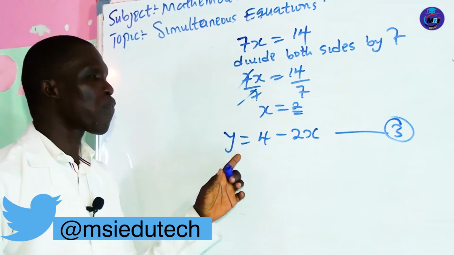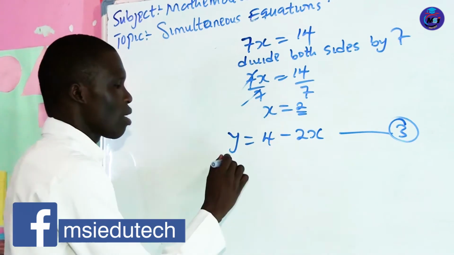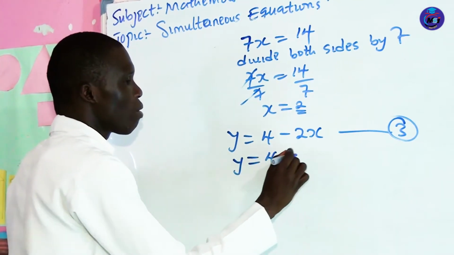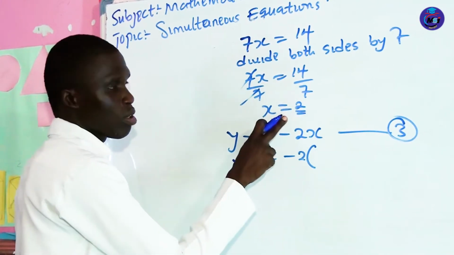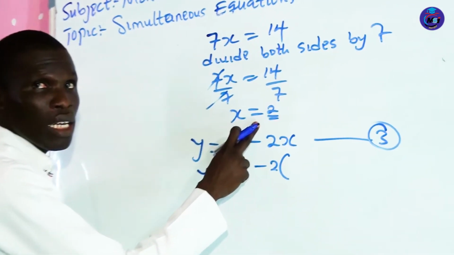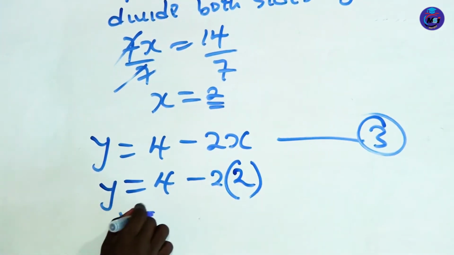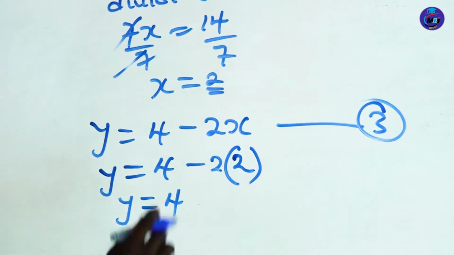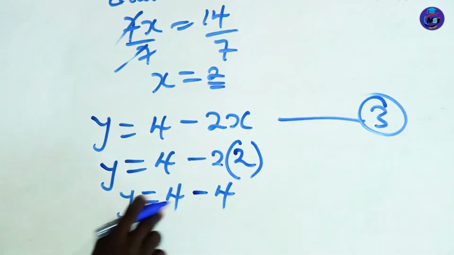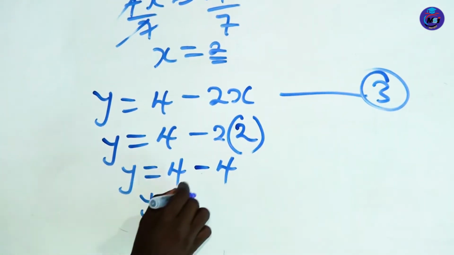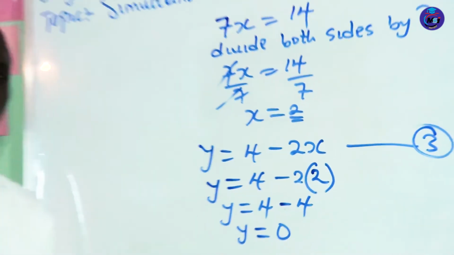Now, we want to find y. We've got our x. y will give us 4 minus 2 bracket. What is x? Class, what is x? 2, right? Okay, 2. y equals 4, 2 times 2 will give us 4. 4 minus 4 will give us what? 0.